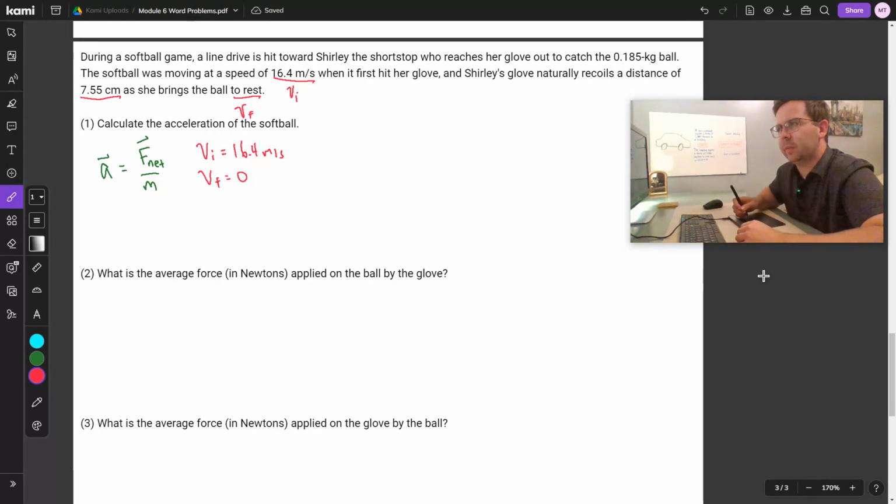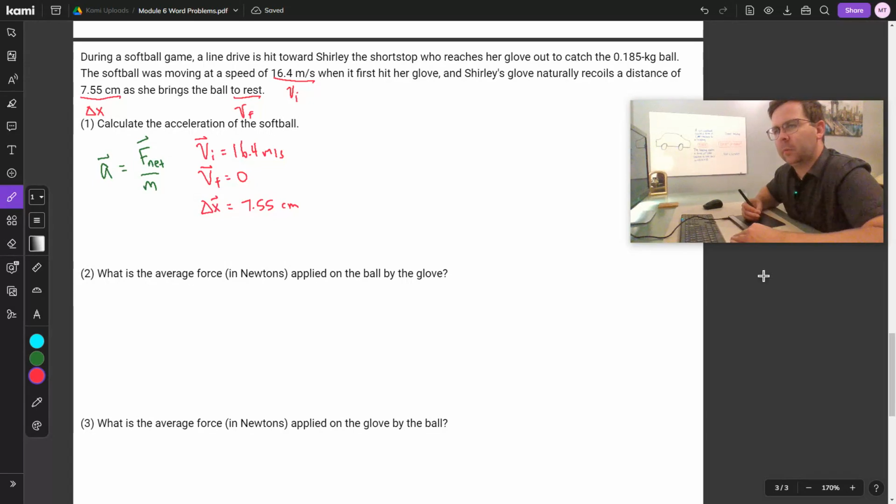We also are given that the glove with the ball in it naturally recoils a distance of 7.55 centimeters while the ball is coming to rest. And so this tells us that the ball moves a certain displacement while it is slowing down. And so we're going to say that that is delta x.